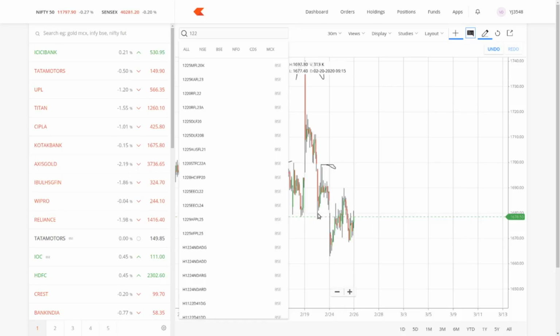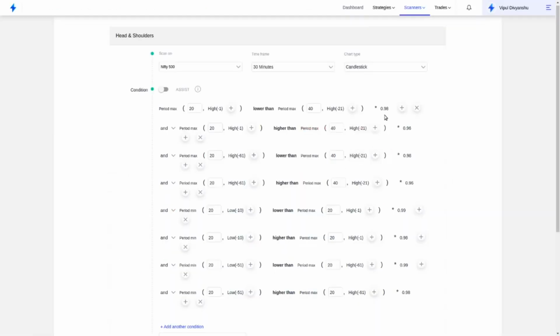here we have made it a 2 to 4% range, as indicated by 0.98 and 0.96. So we are saying that the right shoulder should be lower by 0.2%, but not much lower than 0.4%. So it is in that range of 2 to 4%. Same thing done for the left shoulder in these two conditions.